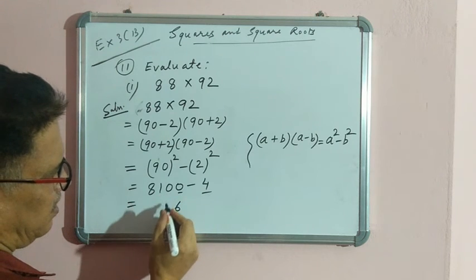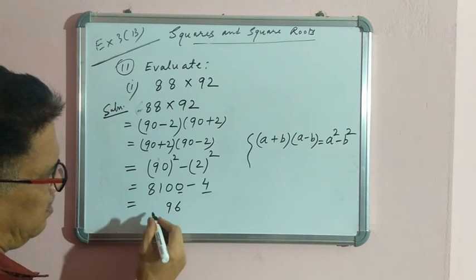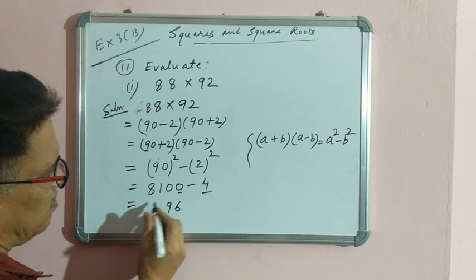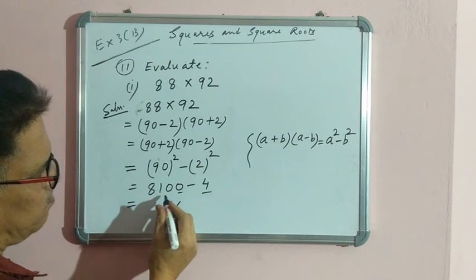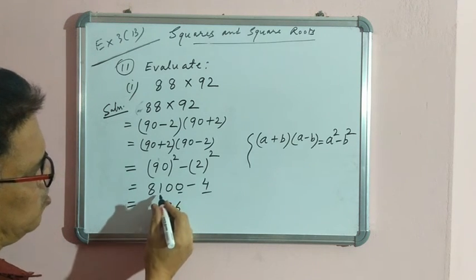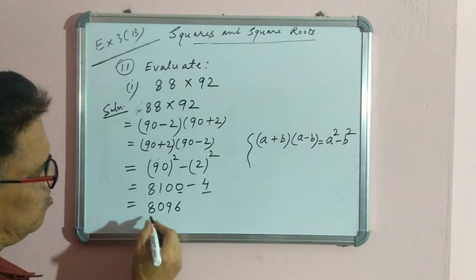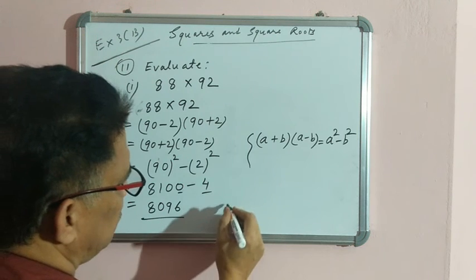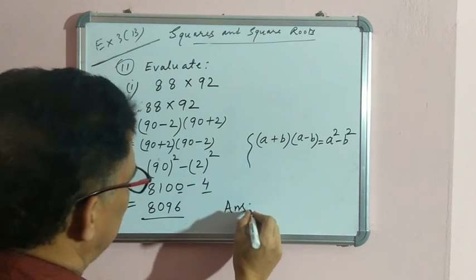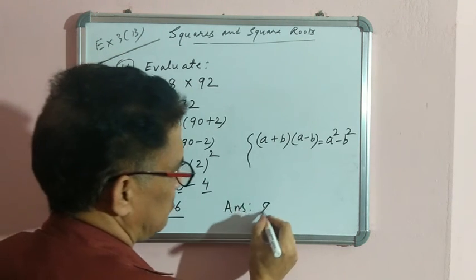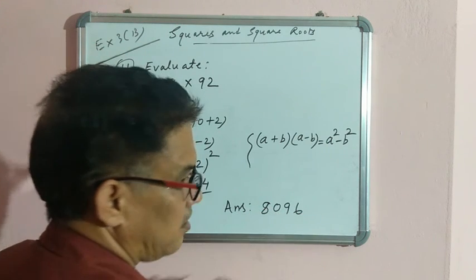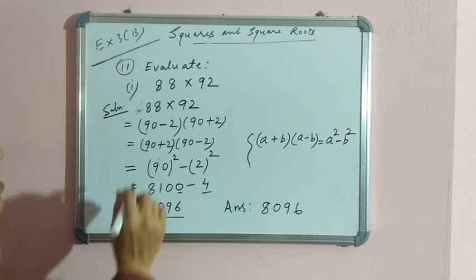Now here it is 9, and the 1 was there and now it is 0. So 0 and 8096. This is our answer. Answer 8096. Now it is clear to you what we have done.